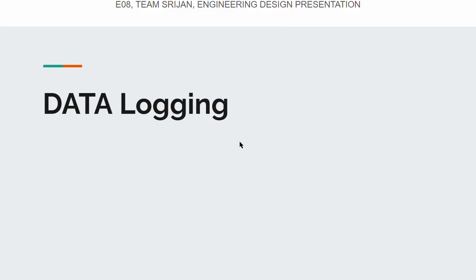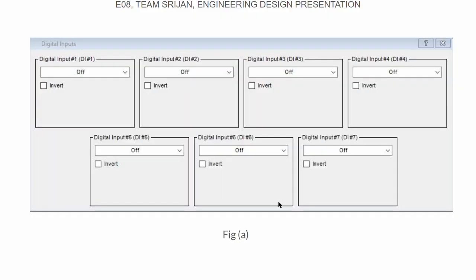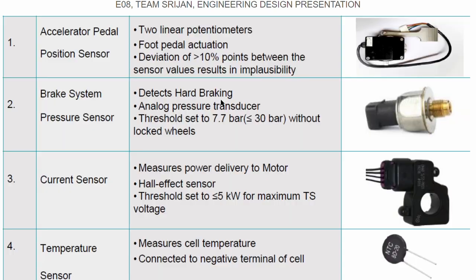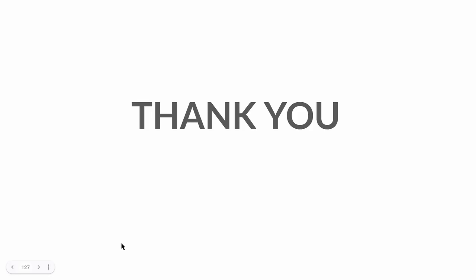Data logging. We have already discussed the importance of data logging. Performance Electronics ECU is used to data log the sensor values by measuring the frequency of the input waveform. This can be done by using two or four digital input pins of the PE3 and we configure them to measure the frequency. This is done by going to tuning, digital inputs. Data logging can be performed by going to data acquisition, setup and control, and the channel can be selected from channel selection. Use accelerator pedal position sensor, brake system pressure sensor, current sensor, and temperature sensor in a vehicle.